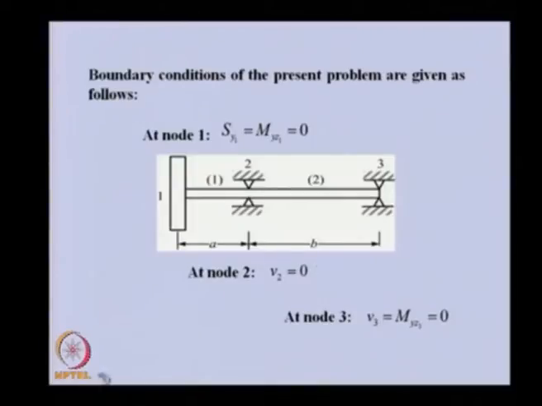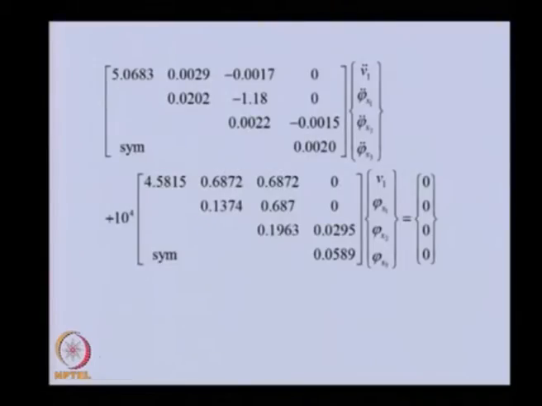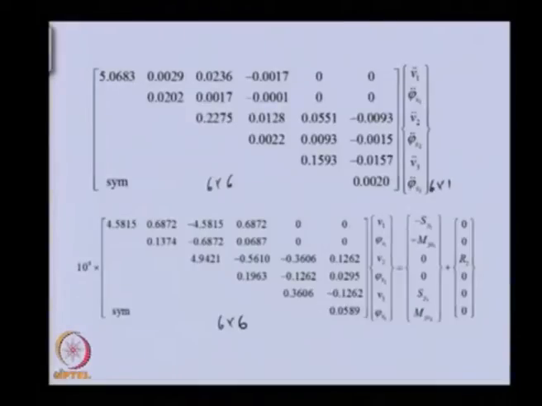Now let us apply these boundary conditions to the previous problem. So we have shear force and bending moment at node 1 equal to 0. At node 3 the bending moment is 0, and V2 is 0 at the support. V3 is 0 at the second support.